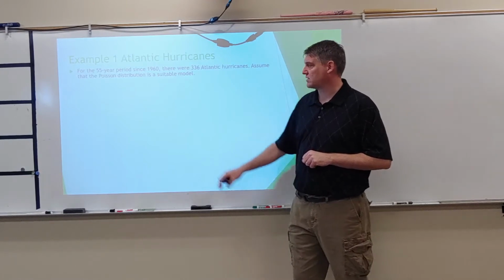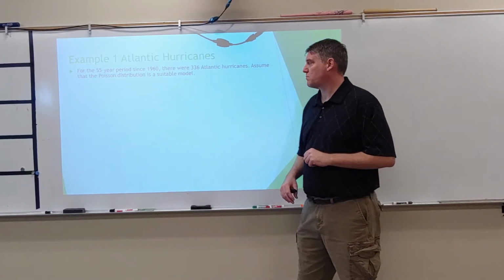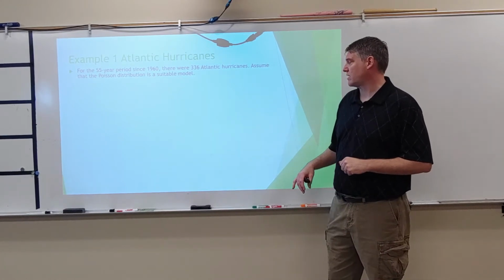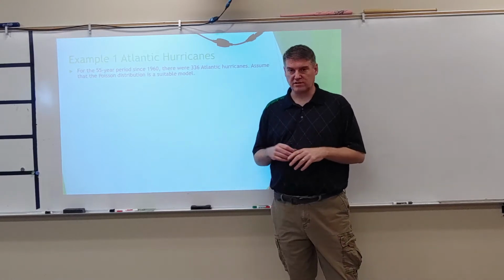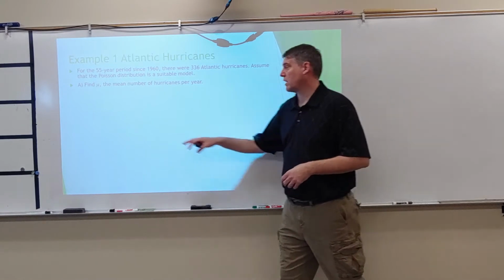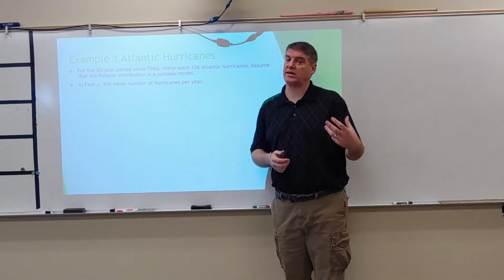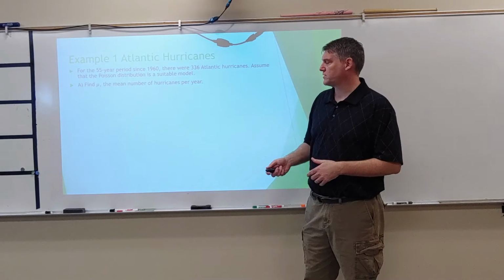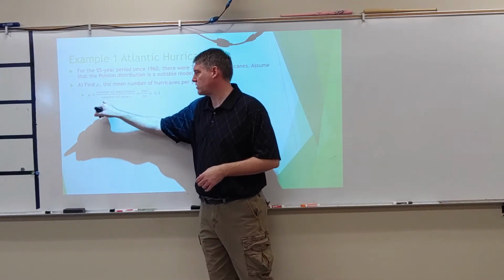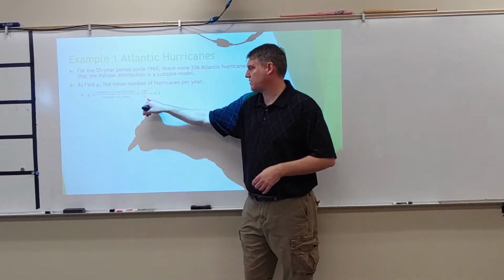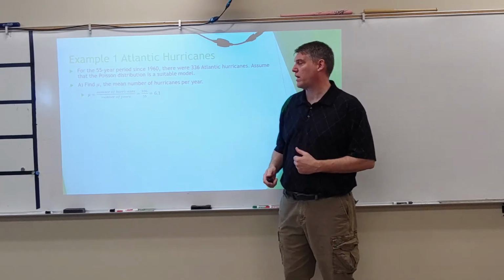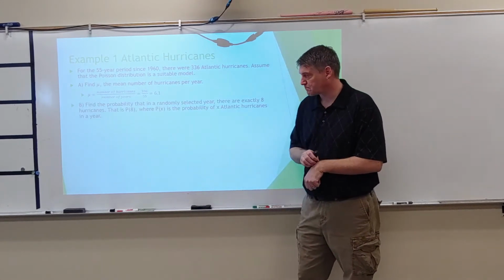Okay, Atlantic hurricanes. For a 55-year period since 1960, there were 336 Atlantic hurricanes. Assume that the Poisson distribution is a suitable model. Find mu, the mean number of hurricanes per year. So we want to find the mean. We take the total hurricanes divided by the number of years. So mu equals 336 divided by 55, or 6.1. So we expect 6.1 hurricanes per year.